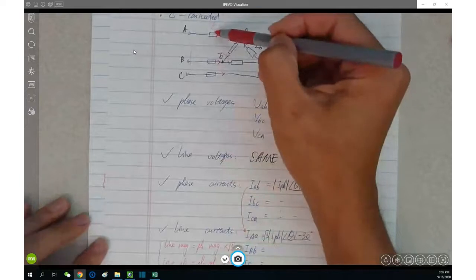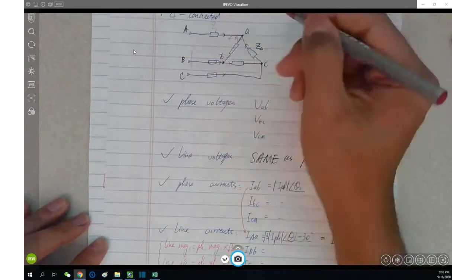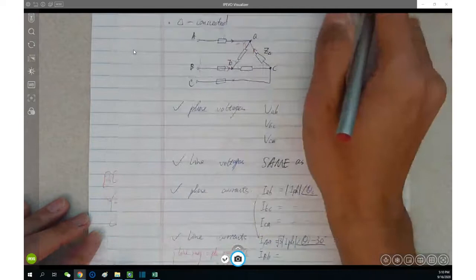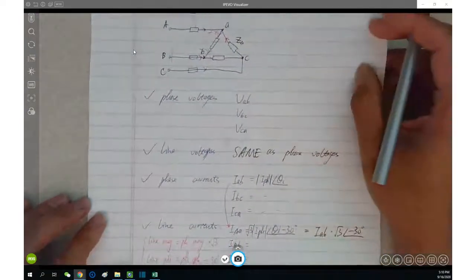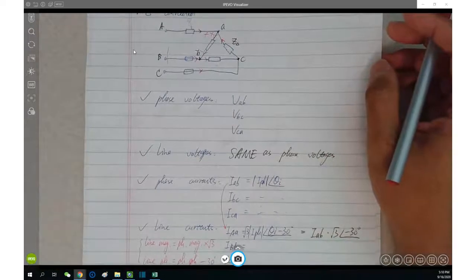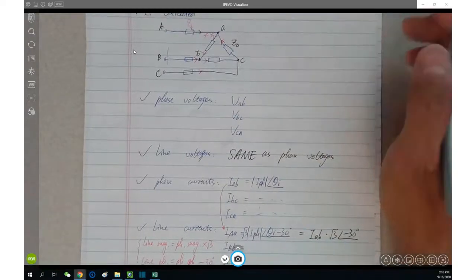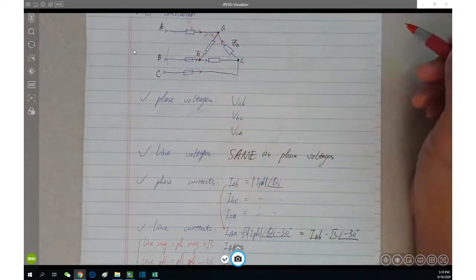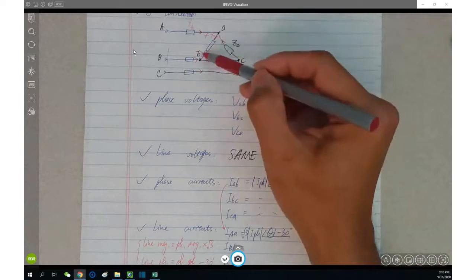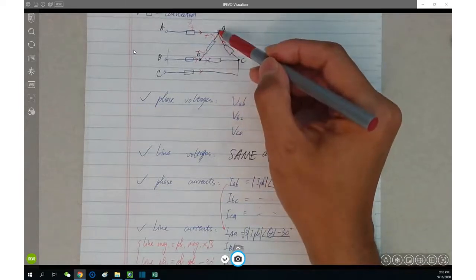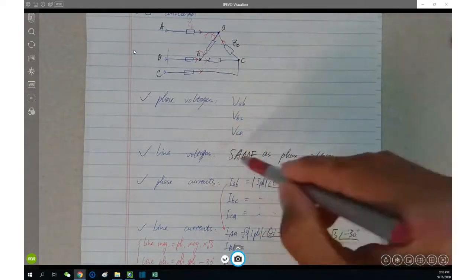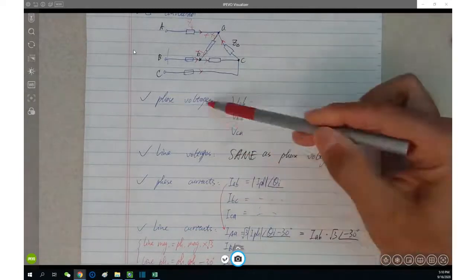We're not integrating ZL into the load. They're not the same thing, so separate them. Phase voltage would be lowercase b to lowercase a. Yes, lowercase a and lowercase b, that's the phase voltage. The line voltage would be uppercase A and uppercase B. For a delta-connected load, the line voltage and the phase voltage are exactly the same, remaining as VAB.